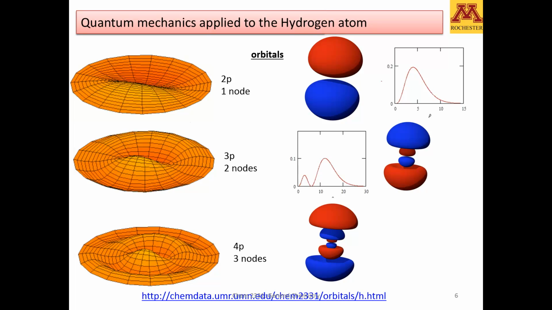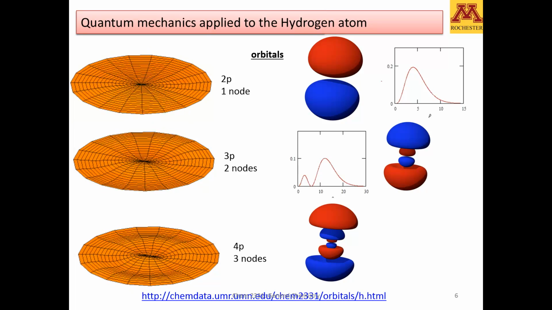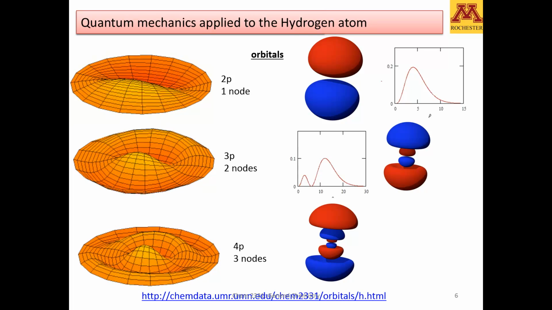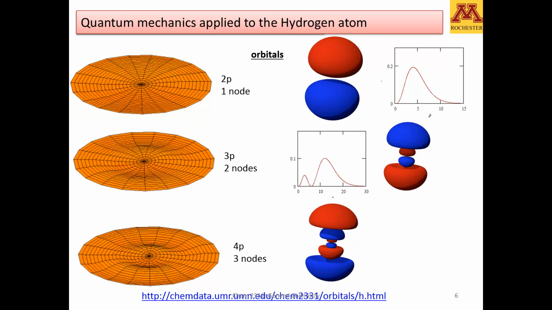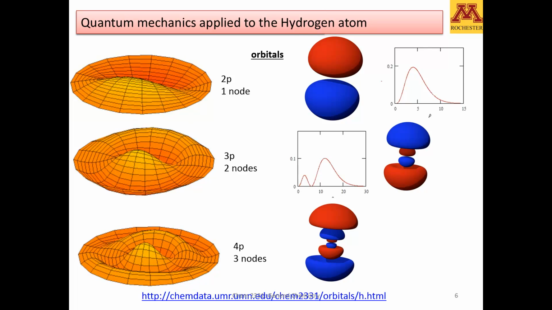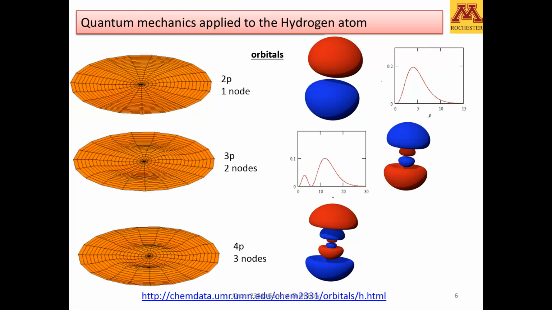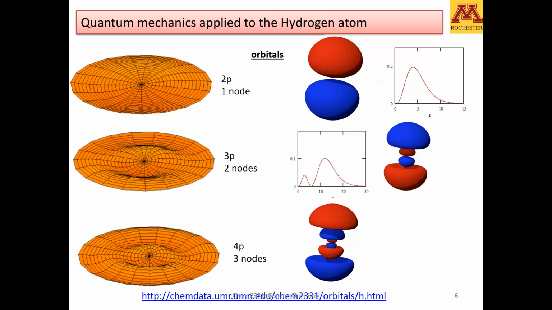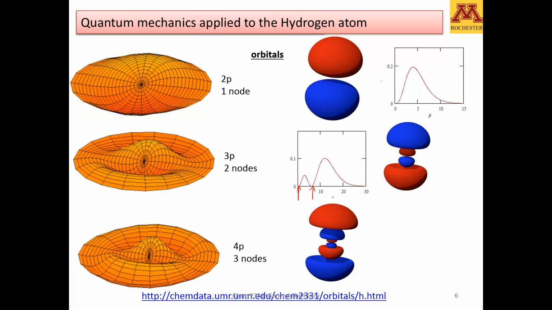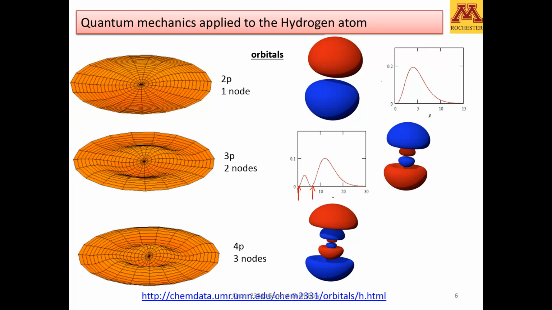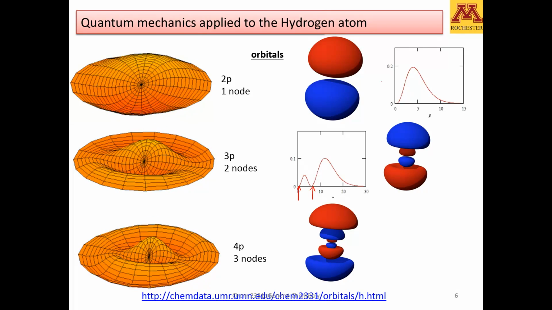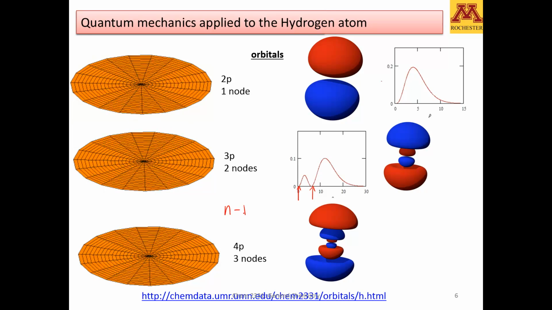Now, let's look at the p orbitals. In the p orbitals, notice that at the center of the orbital, the probability of finding the electron is 0. So the value of the function is 0. So the 2p already has one node. And in the 3p, with some imagination, you should be able to see, probably using the radial distribution function, maybe easier, two nodes. So hopefully you're seeing a pattern here. The number of nodes is always what we call n minus 1.